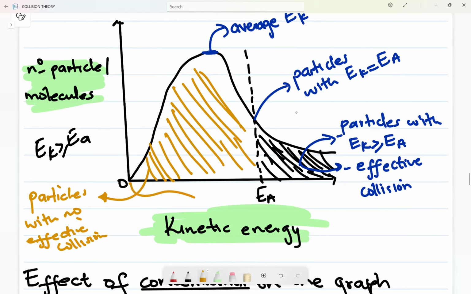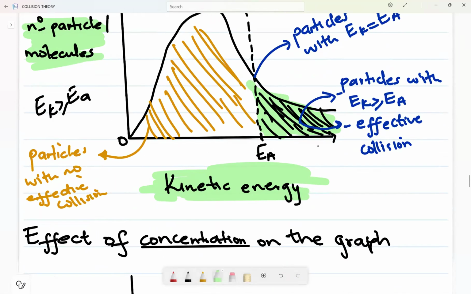And now you know that for a reaction to occur, we need to at least overcome the minimum kinetic energy. Here is our activation energy. All the particles on the other side of the activation energy, like these ones, are the ones that will undergo effective collision. Why? Because they have kinetic energy that is greater or equal to the activation energy. Therefore, effective collisions occur there. This is very important.